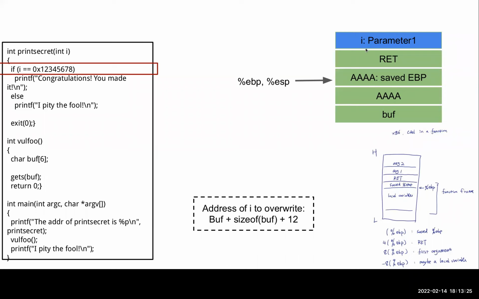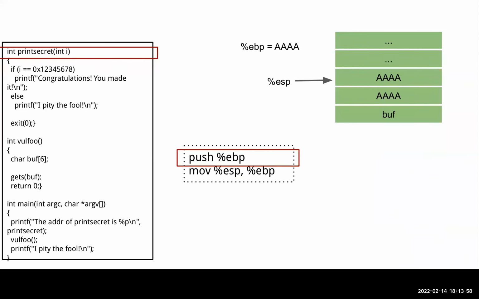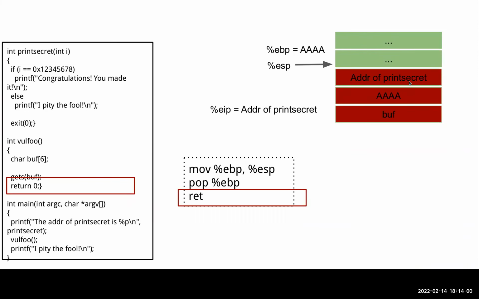So if we look at this figure, if you really want to overwrite from the buffer, how much do you want to overwrite? You have to fully overwrite the buffer, then 4 bytes here, 4 bytes here, 4 bytes here. You need to overwrite 12 bytes to set this. But at the beginning you have to overwrite the return address with the address of the print secret.